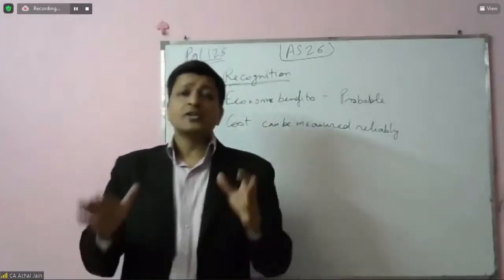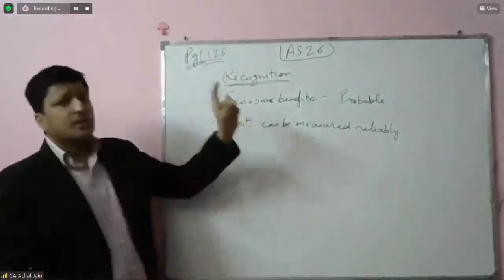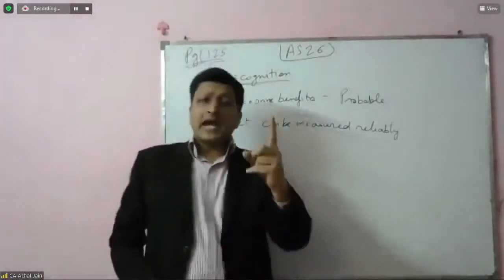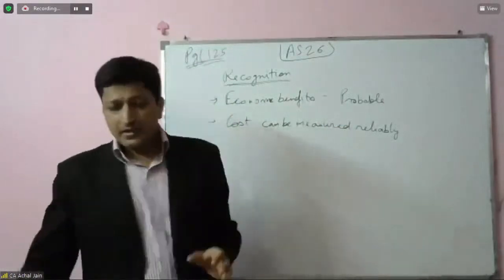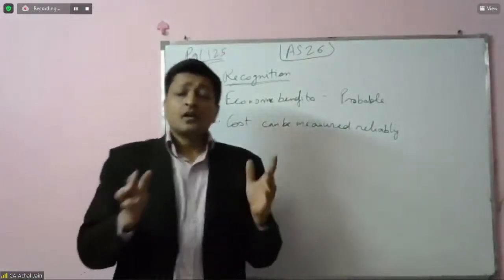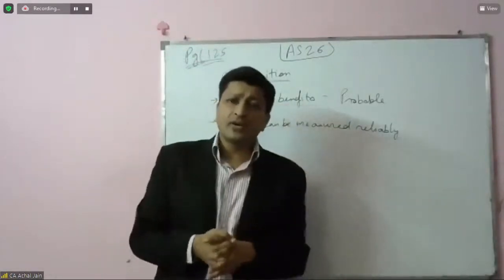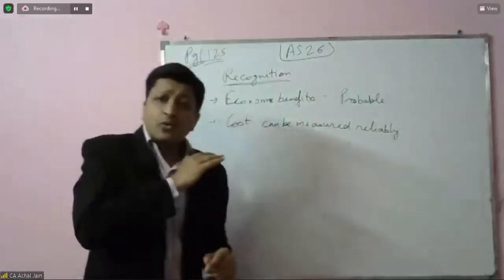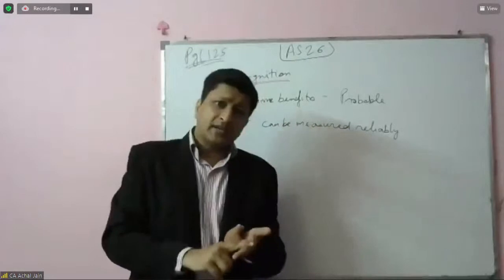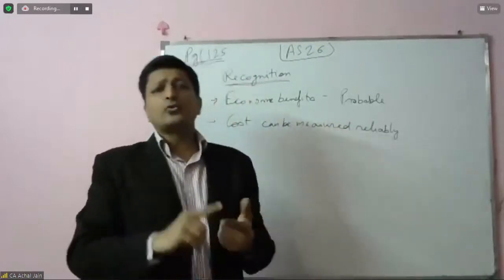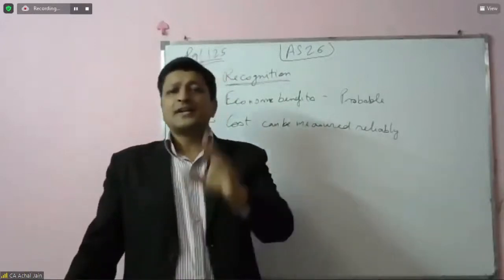So this is about the recognition criteria. So when we say future economic benefits are probable and cost can be measured reliably, asset can be recognized. Now, this recognition criteria of an asset, maybe if you want to note down, you can note down anywhere, will apply to every asset that you will have. Whether you go to PP, whether you go to intangible asset, or you go to any other kind of asset, same recognition criteria exists.